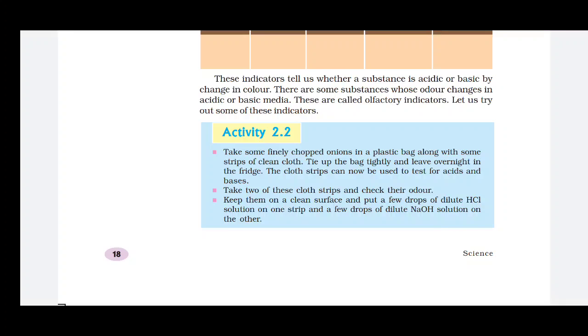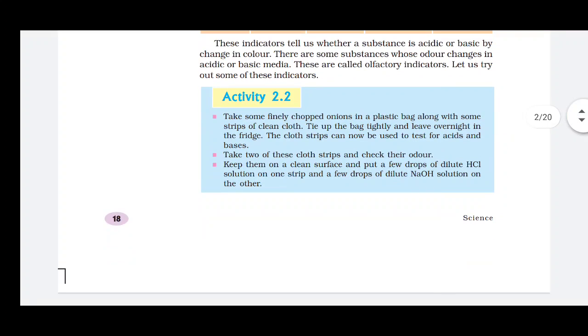After removing it from the freezer, you have to take two kinds of solutions. You have to clean the surface of the cloth. First smell that cloth. The smell of the cloth will indicate the presence of onion. You know, there is some different smell in the onion peel, and whenever you eat onions also, you can feel that smell. So the clothes will also have that smell of onions. So you have to put a drop of HCl and you have to put a drop of sodium hydroxide. HCl is acidic and sodium hydroxide is basic.